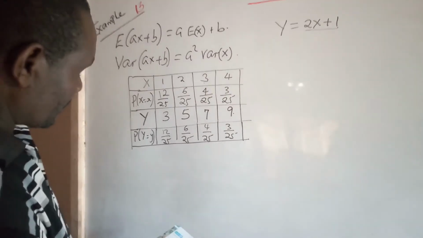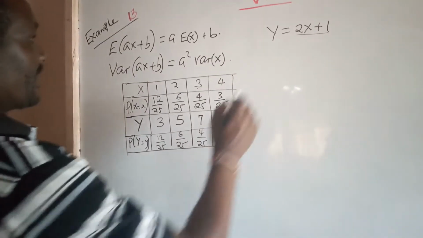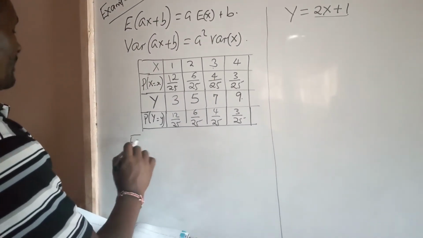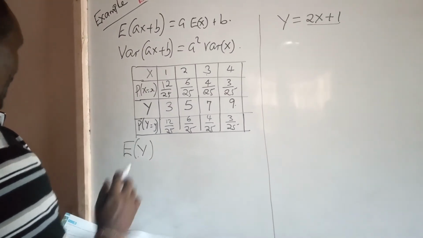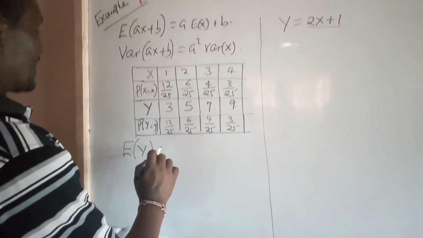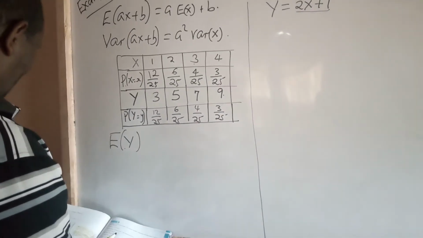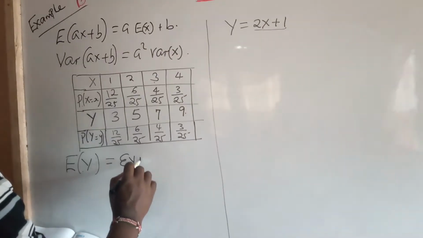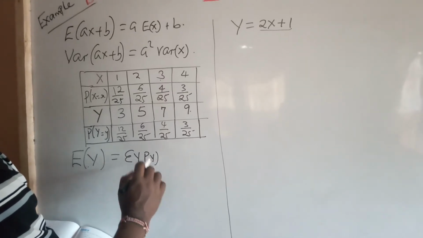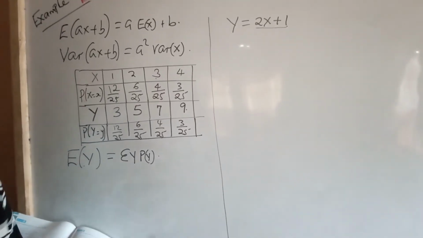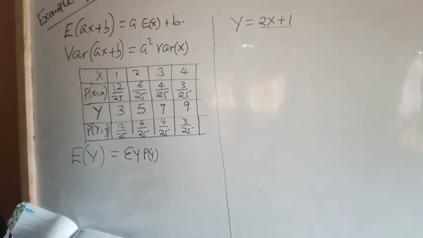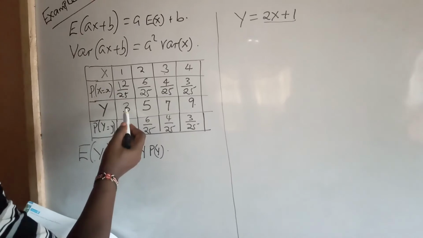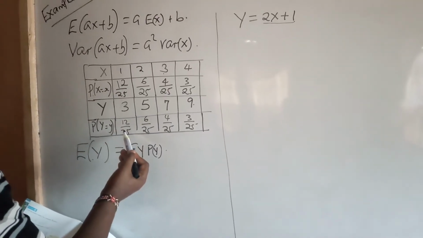But part B, find E(y). Find the expected value of y. And we know that the expected value of y is supposed to be sigma y times the probability of y. And we have to now create another column, even if we don't create another column, we may talk about this: the value of y times its probability.